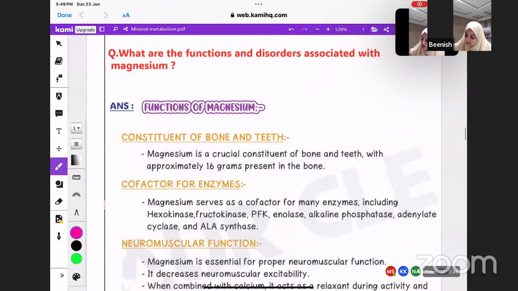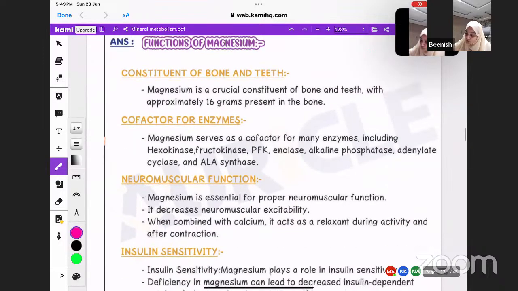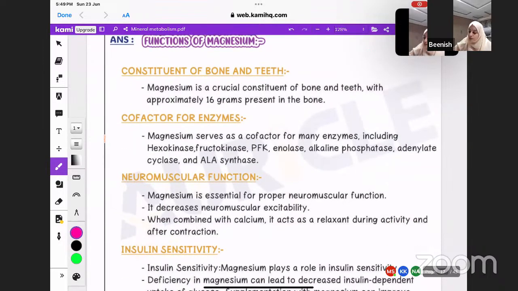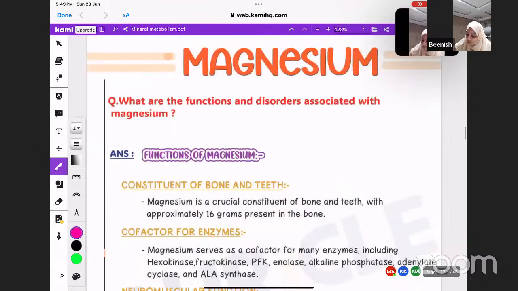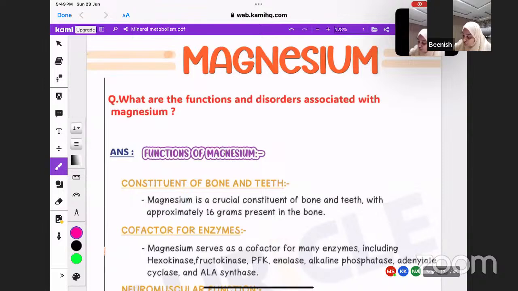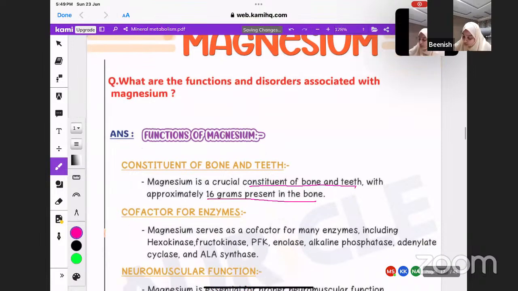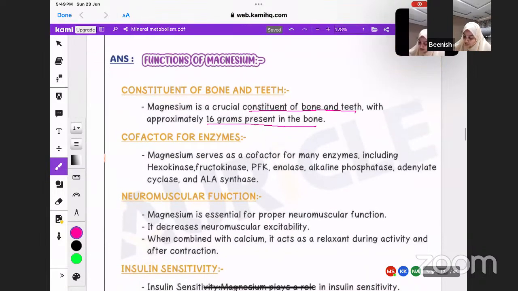Talking about the functions of magnesium, it is a constituent of bone and teeth. Magnesium is a crucial constituent of bone and teeth with approximately 16 grams present in the bone. It is also a cofactor for enzymes.